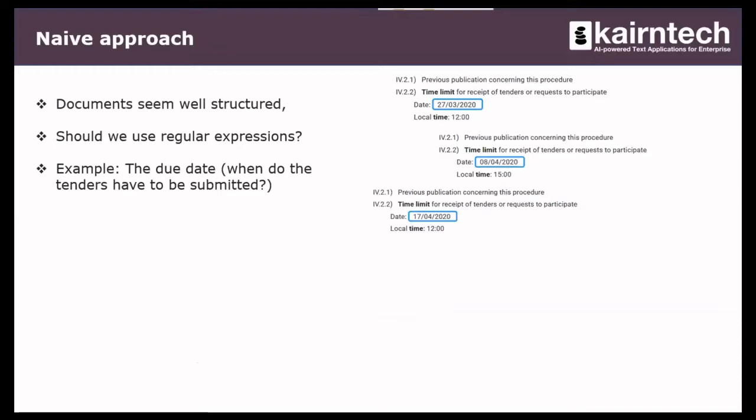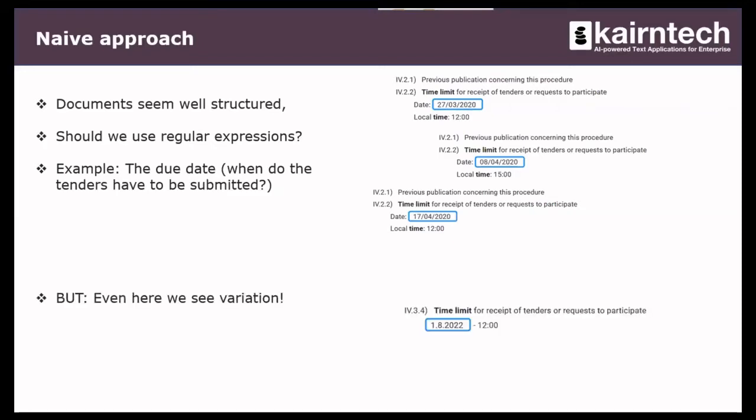So for instance, when I'm asking myself, when is the tender due? I take a look here and there seems to be a pattern. As we see, there's 2 digits, slash, 2 digits, slash, and then 4 digits. So that's pretty easy to recognize. But even here we see variation. In some documents, not even that simple pattern is maintained, but there's another pattern: 1 digit, full stop, 1 digit, full stop, and then 4 digits. It's not as easy, and that's a very easy example. We will see more complex examples later on.